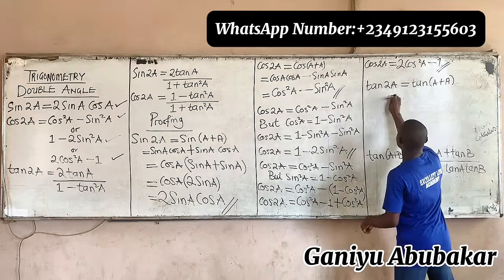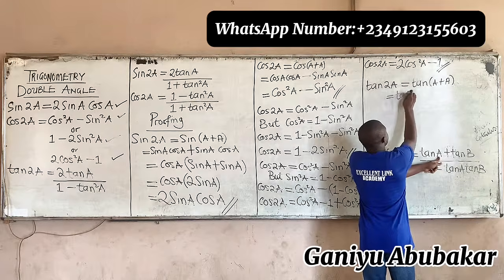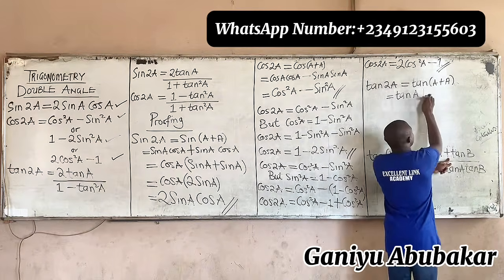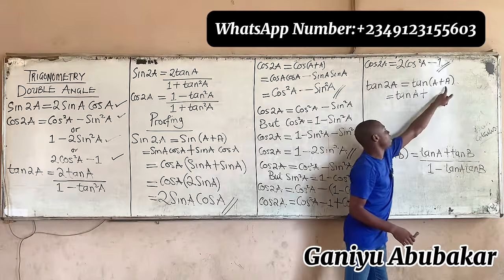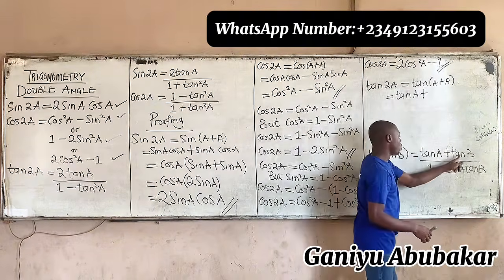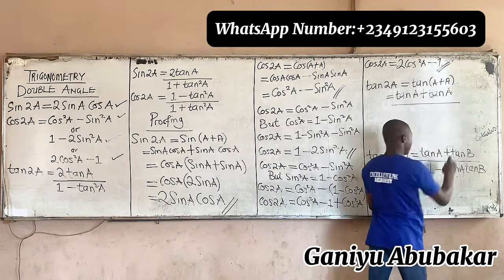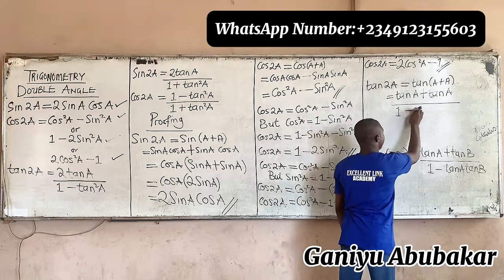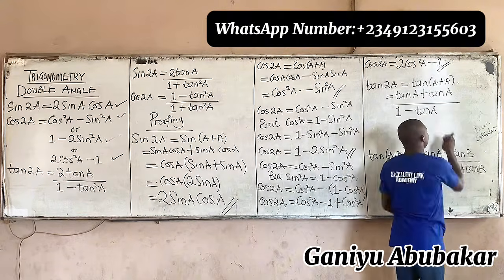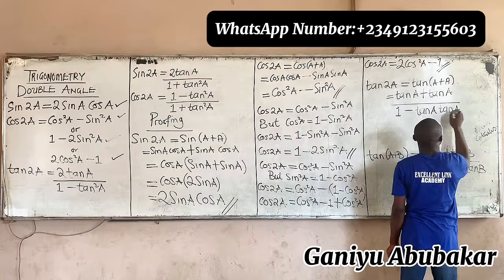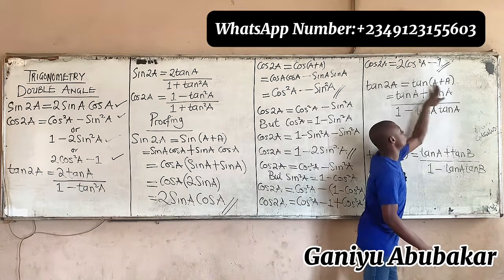So if I have tan 2A, it can be expressed as what? Tan A, observe, tan A plus, here was B, but here it was A. Anywhere I see B, it should be A. So that becomes tan A, similarly all over 1 minus tan A times tan B, but in this case it is tan A, because I'm having A and A here, not A and B. Everything should be in terms of A.